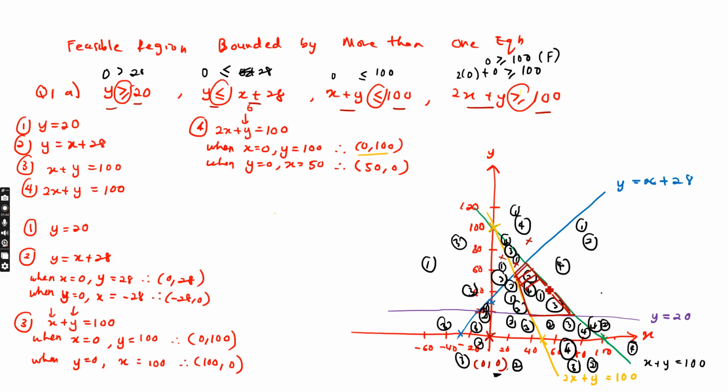Then you shade it like this, like that. So you're done. Okay, and then you can remove all the labels that you did here to make it cleaner, not messy.